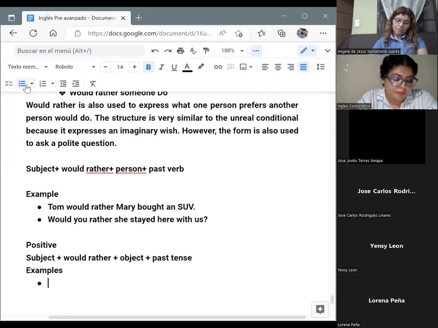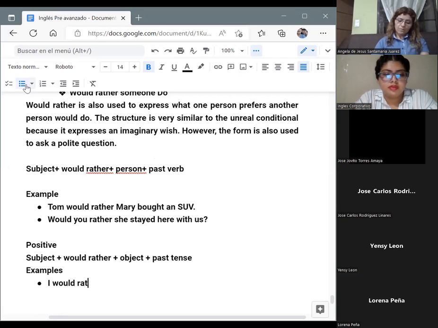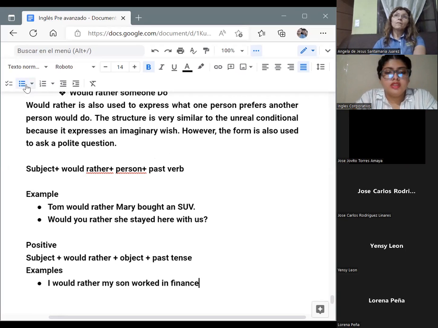And we have in the examples, I would rather my son work in finance. I would rather my son worked in finance. So in that case, maybe my son is not studying anything related to money and all of that. So in that case, I said that I would rather he is working or he is studying that career because it's something that I like, something that I wished.